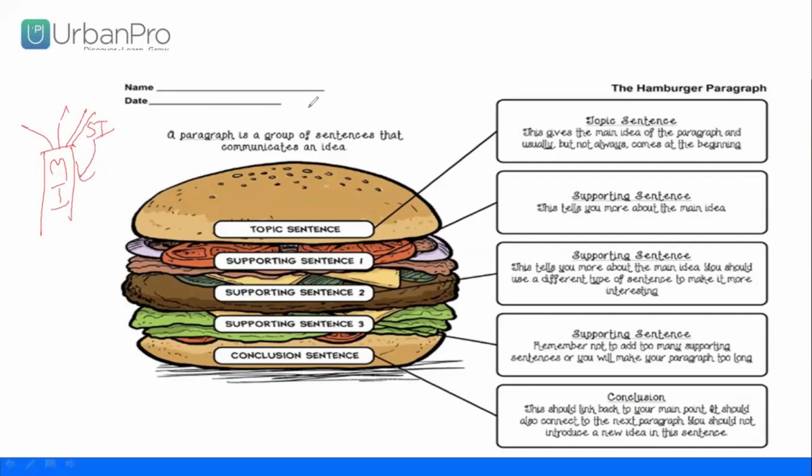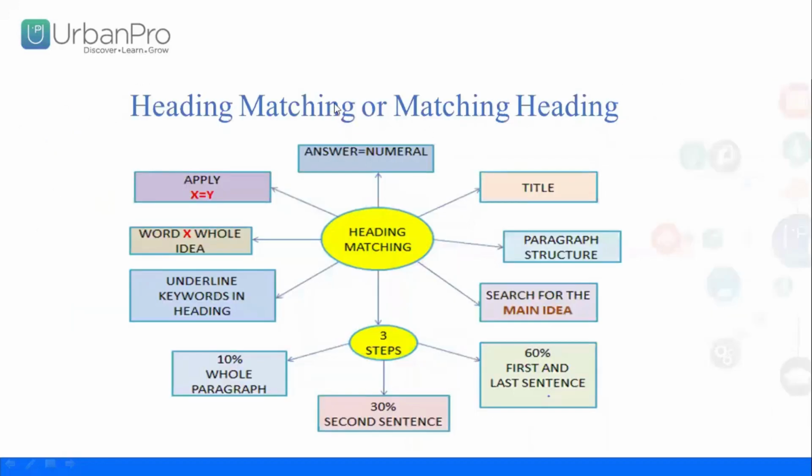Okay, perfect. Once you learn the structure of the paragraph, it is easy for you to answer the heading matching question. In the heading matching question in the IELTS reading module, you have to search for the main idea of a paragraph, the central idea. Imagine the paragraph is like a circle. You have to search for the central idea of the paragraph, but not the individual words.